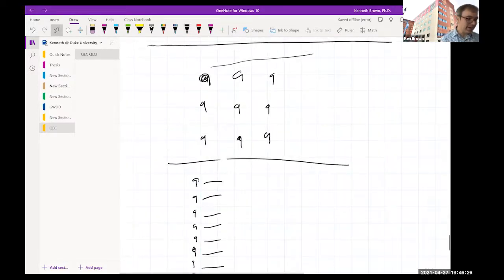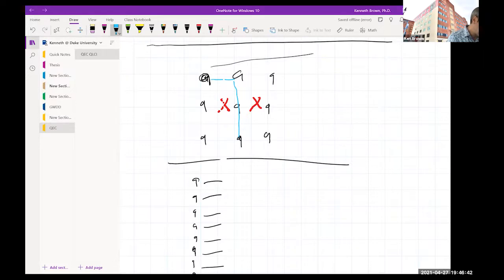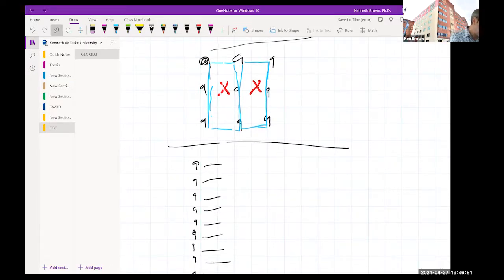It doesn't matter where the error happens. But then we measure some checks, and we see that the checks that are broken are these X-type checks here, right? And then I want to ask, well, how could that happen? So one way it could happen is if this qubit 0b was the one that flipped.